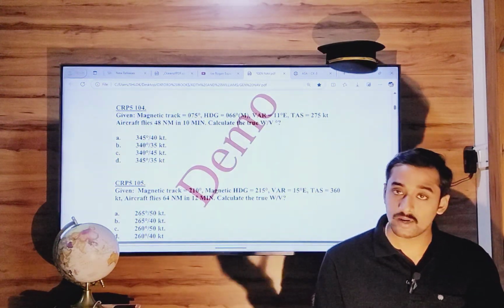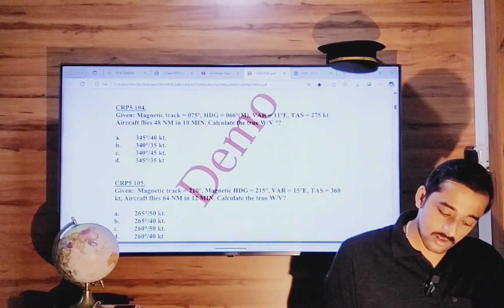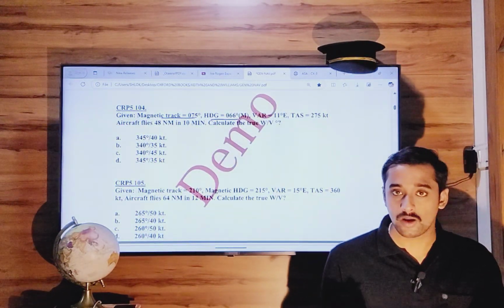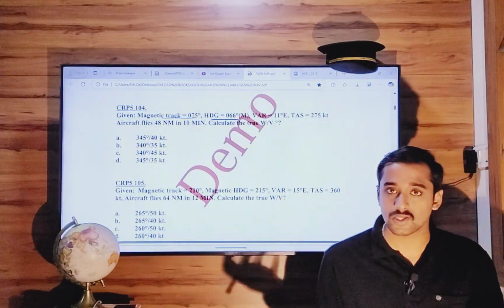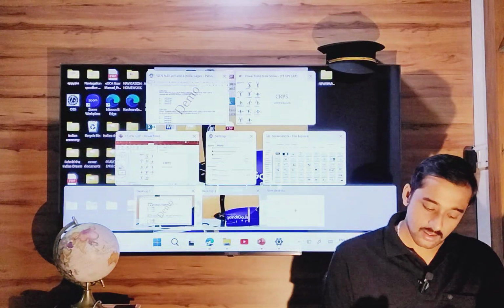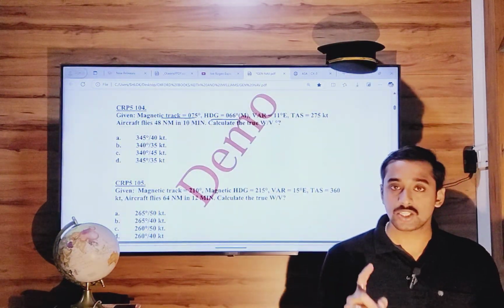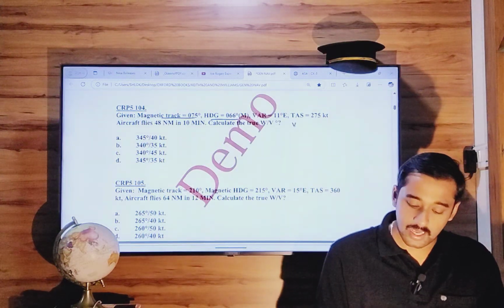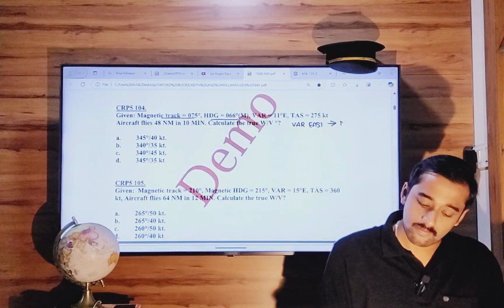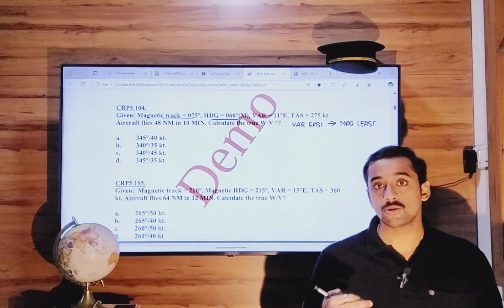Next, magnetic track, heading, variation task given to you. What is true wind velocity? We want wind in terms of true direction. So convert this magnetic track and magnetic heading into true track and true heading respectively. Magnetic track is 075. Variation is 11 east, right? If variation is east, magnetic direction will be less than true direction.